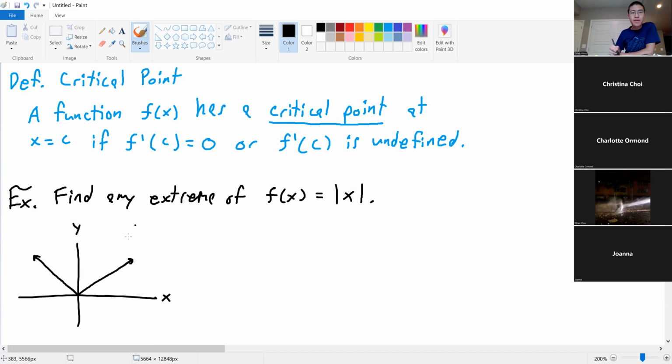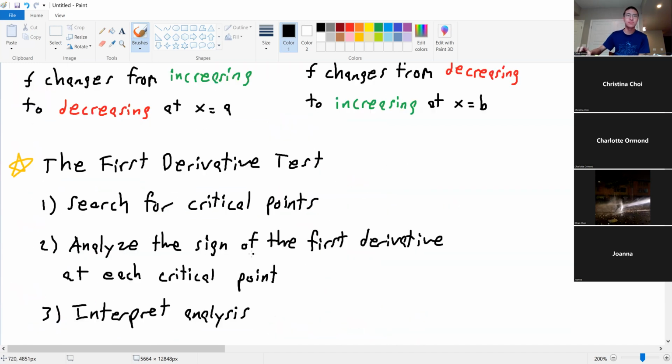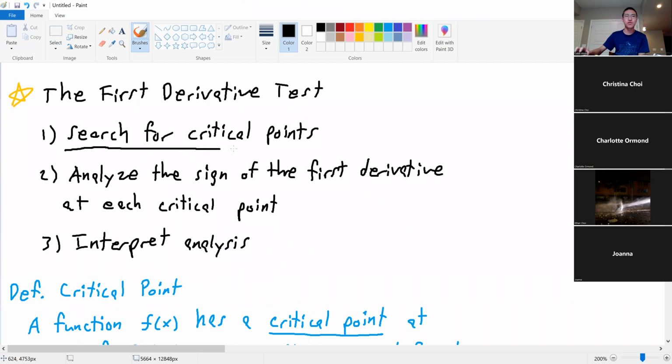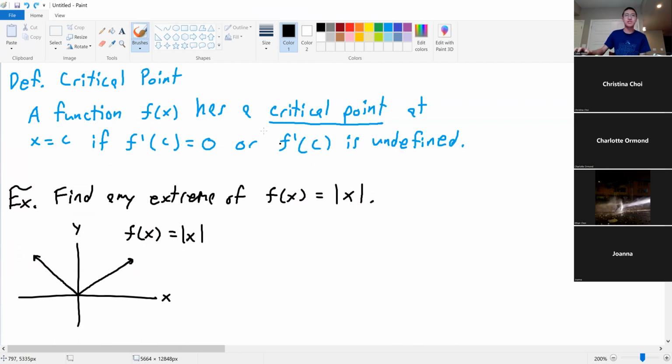This is x, this is y, and then y is equal to the function, the absolute value of x. So what is the first step of the first derivative test? Well, the first thing we want to do is search for critical points. So we're searching for locations where the slope is either 0 or the slope is undefined. Can you all find the critical point here for absolute value of x? Yes, x equals 0 is a critical point.